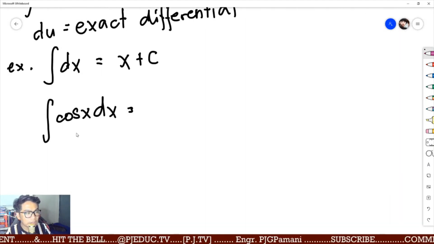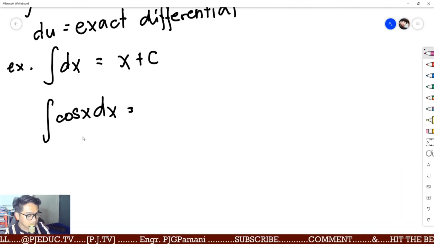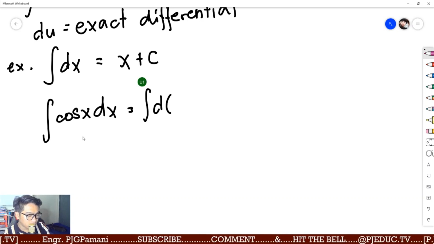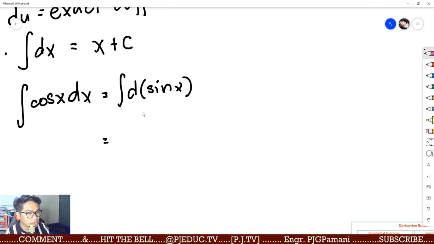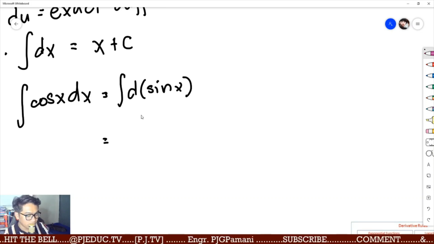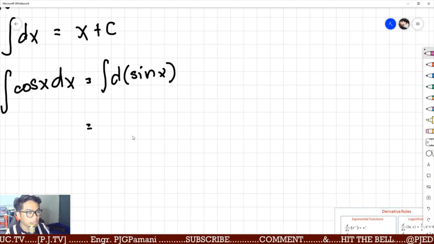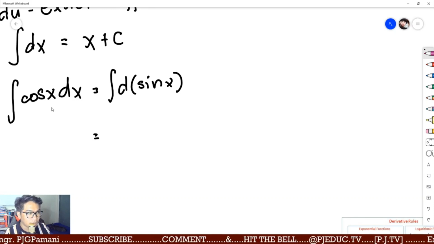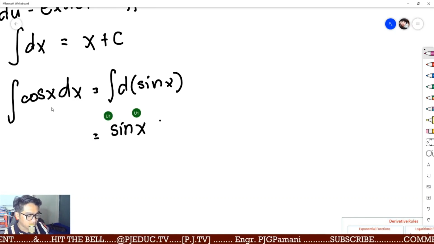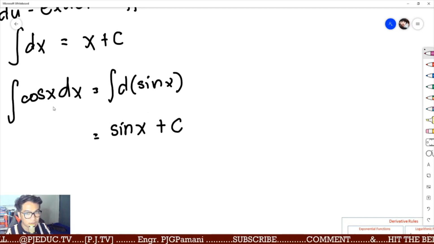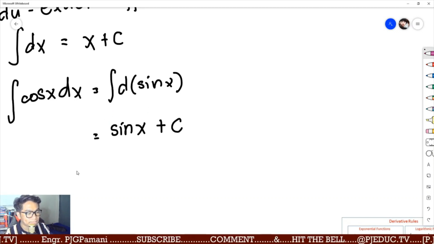Same goes to those other differential formulas. So, halimbawa, ito, integration or integral of cosine x dx, that is basically your sine x, or the derivative of sine x. By doing so, remember that the derivative of sine x is cosine x. Therefore, the integral of cosine x is still sine x. And again, don't forget your integral constant or integration constant.